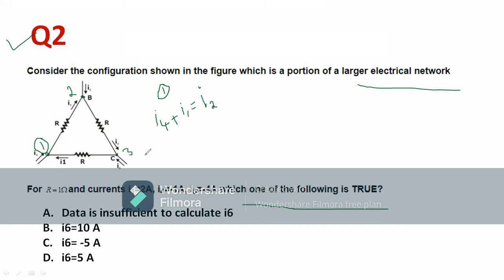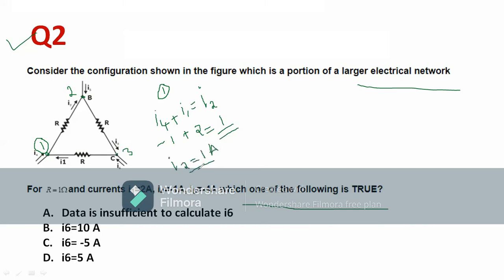Okay. Now substitute the value. I1 is equal to how much? I1 is equal to 2 and I4 is equal to minus 1. So I4 value is equal to minus 1. Minus 1 plus I1 is how much? 2. What is the answer? 1. So I have got the value of I2 is equal to 1 amp.